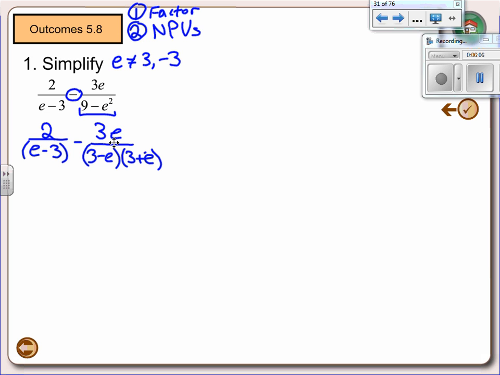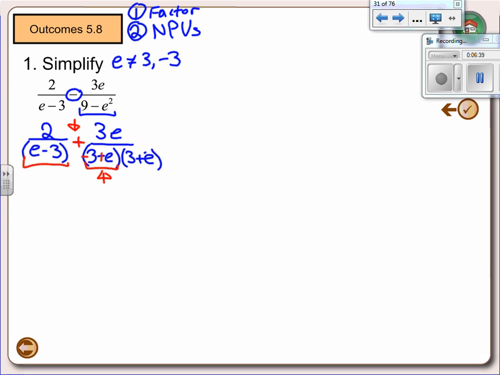If we look, e minus 3 and 3 minus e are very, very close. The difference is that they're opposite. The e is positive in one, it's negative in the other. The 3 is negative in one of them, and it's positive in the other. So what we need to do is change these symbols around. We're going to make it a negative 3 and a positive e, and to do that, we have to change the symbol in between them.